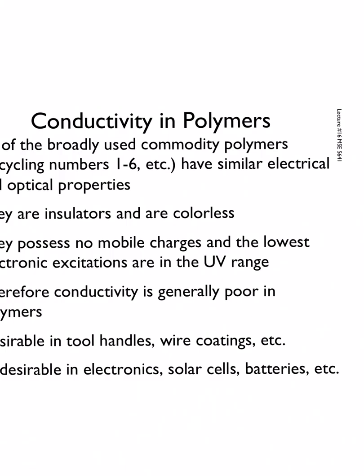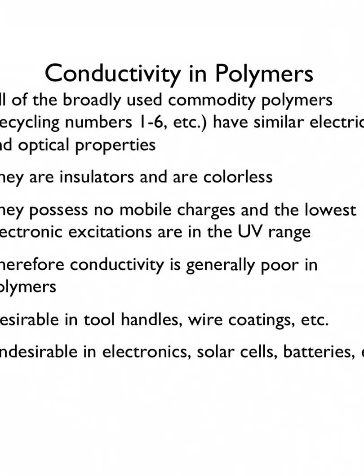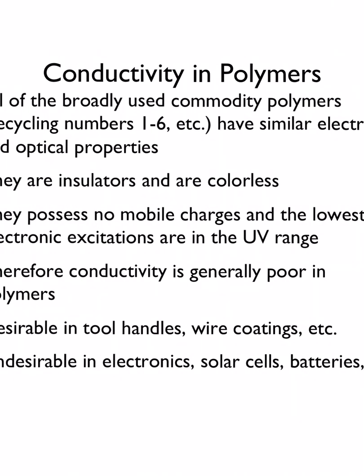But first off, what you should be very familiar with is that all the broadly used commodity polymers 1 to 6 have similar electrical and optical properties. They're insulators and they're colorless. And so plastics largely govern our relationship with electricity as we know it.